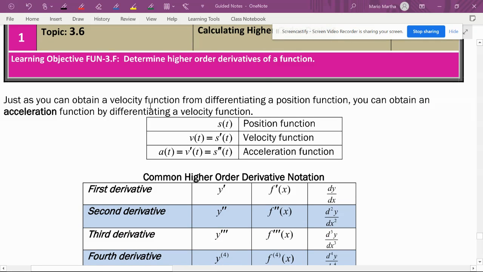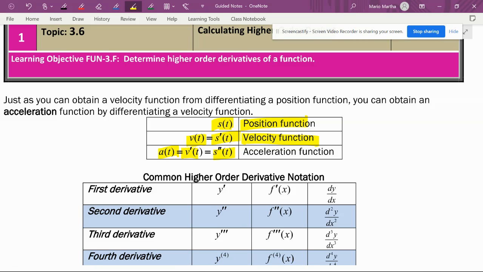So just as you can obtain a velocity function from differentiating a position function, you can obtain an acceleration function by differentiating a velocity function. So again, if you remember from before, we have s of t as our position function. If we take the first derivative of that, we find v of t, which would be our velocity function, s prime. And if we take the derivative of that, we would find a of t, the first derivative of velocity, or the second derivative of position, which in this case would be given to us as acceleration.